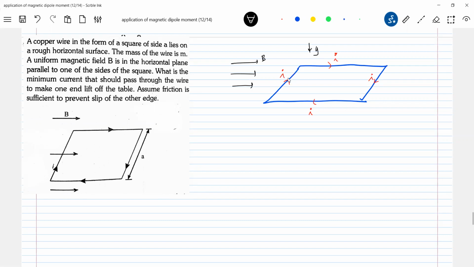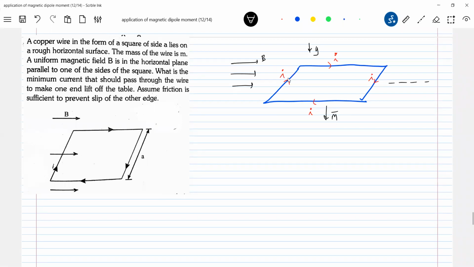It's asking now: what is the minimum current that should pass through the wire to make one end lift off the table? How will the dipole moment act? The dipole moment will act vertically down. The torque is M bar cross B bar, and B bar is like this, along the x-axis.